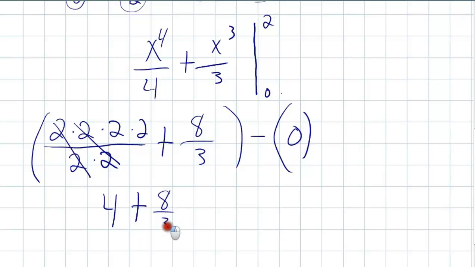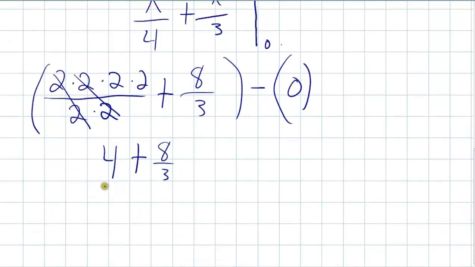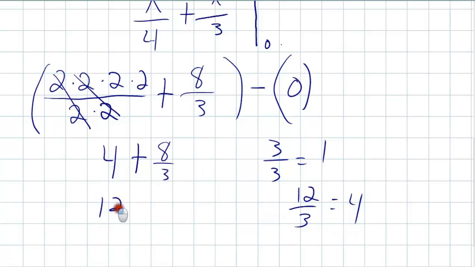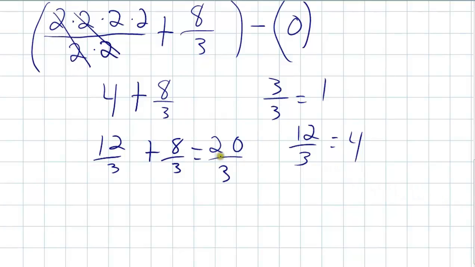And so what I'm going to do is convert my 4 into something over 3. The way that I would do that is, remember that if I were to say 3 over 3, that would give me 1. This is 1 whole. What's 4 of these? Well, that's 12 divided by 3, right? Because 12 divided by 3 is 4. So now I'm going to say 12 divided by 3 plus 8 divided by 3. Since these have common denominators, I can now add them easily. This is 20 divided by 3, and then I'm going to simplify to make this a mixed number.